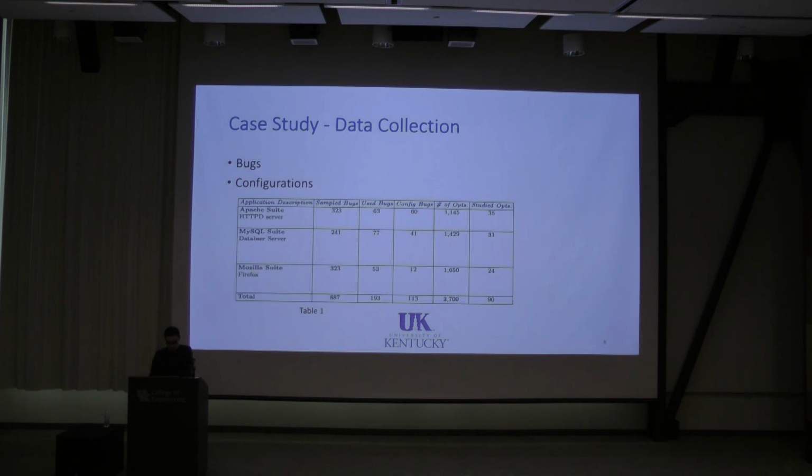So to get our bugs, we first searched the bug repositories against a list of performance keywords such as slowness, sluggishness, throughput, and things of that sort. Originally we got 887 bugs. Because we also want to find out the effort involved in fixing these bugs, we further filtered out the bugs that have not been fixed. And so in the end, we got 193 out of the 887 bugs that have been fixed. And then we conducted some manual inspection to make sure that the selected bugs are actually both performance and configuration related.